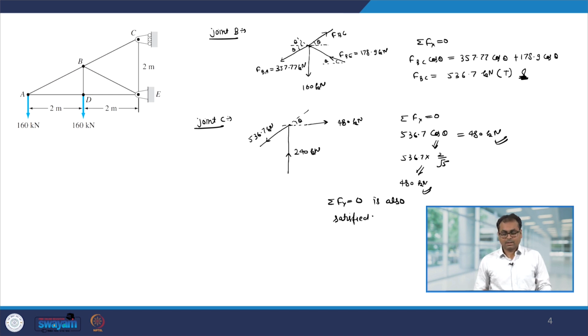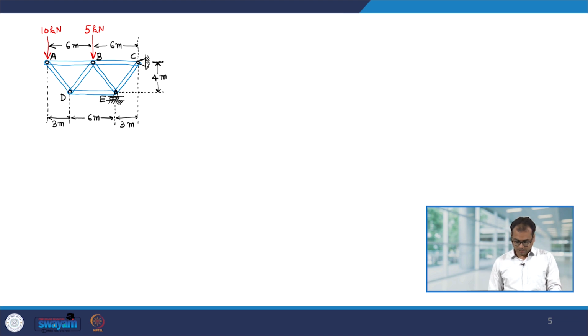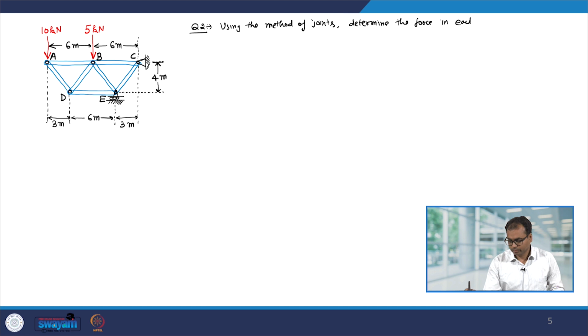Now, let us look at the second example. This is another truss, and here the problem statement is the following: using the method of joints, determine the force in each member of the truss. First of all, since you have been asked to find out the force in each member, anyway we have to use the method of joints.